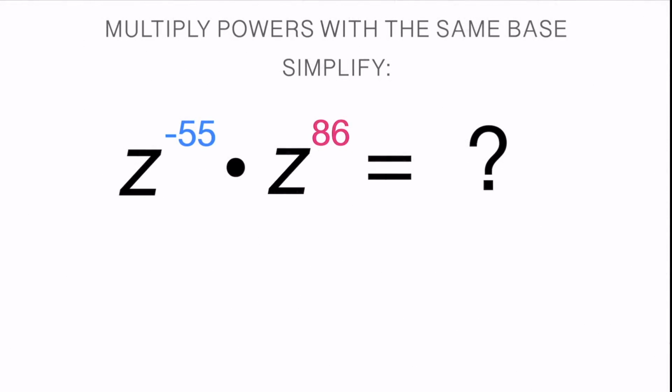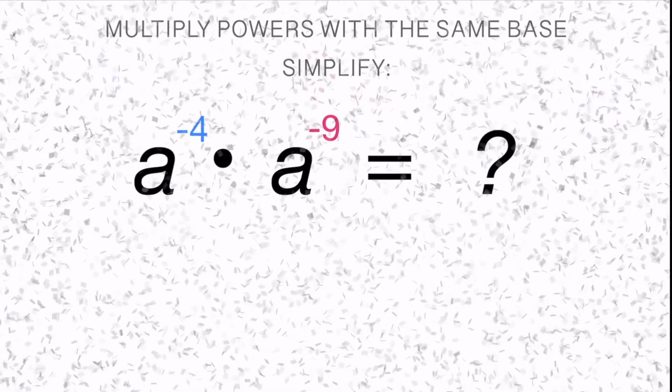Let's try another. Z to the negative 55th power times z to the 86th power is what? So, we have the same base z, so let's add negative 55 plus 86, which gives us 31. So z to the negative 55th power times z to the 86th power is equal to z to the 31st power.